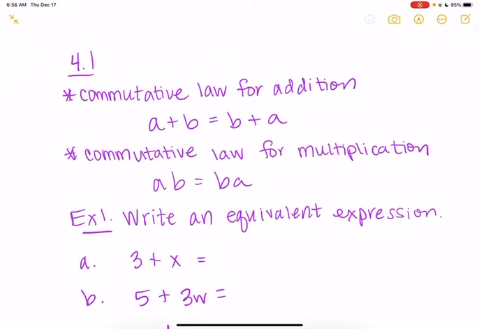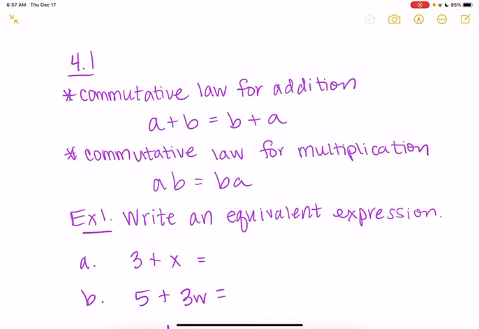Good morning. This is section 4.1, commutative, associative, and distributive laws. So to start, we have the commutative law for addition, which is A plus B equals B plus A.